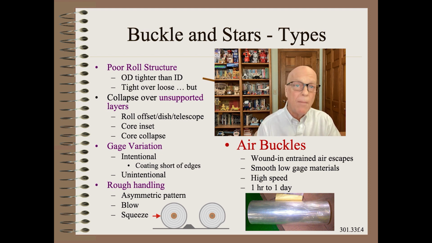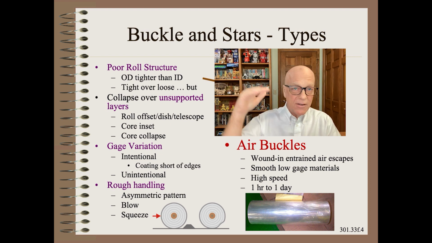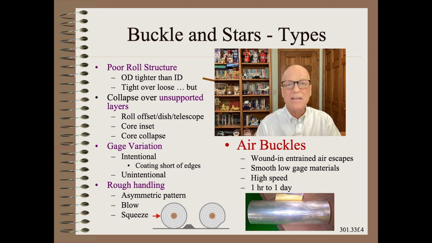Other factors that must be present for this defect is that the webs must be smooth and not thick. They also must be wound at higher speeds, say faster than 100 meters per minute, for reasons we will cover next. Finally, the defect does not manifest immediately. Rather, it takes something like an hour to a day to develop.